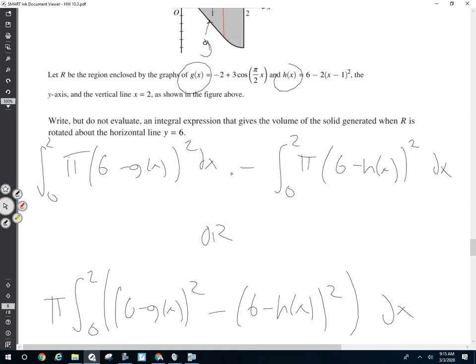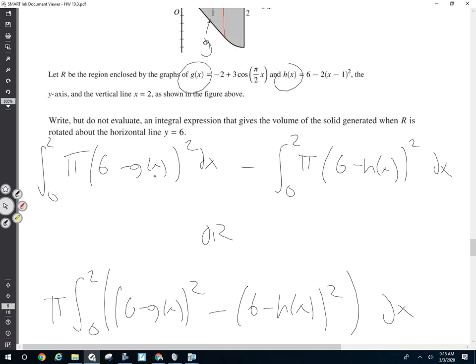I assume they're going to accept both. It says an integral expression. Here's an expression with an integral. I don't know if they mean integral expression means you have to have one integral. Provide both, you know, can't hurt.